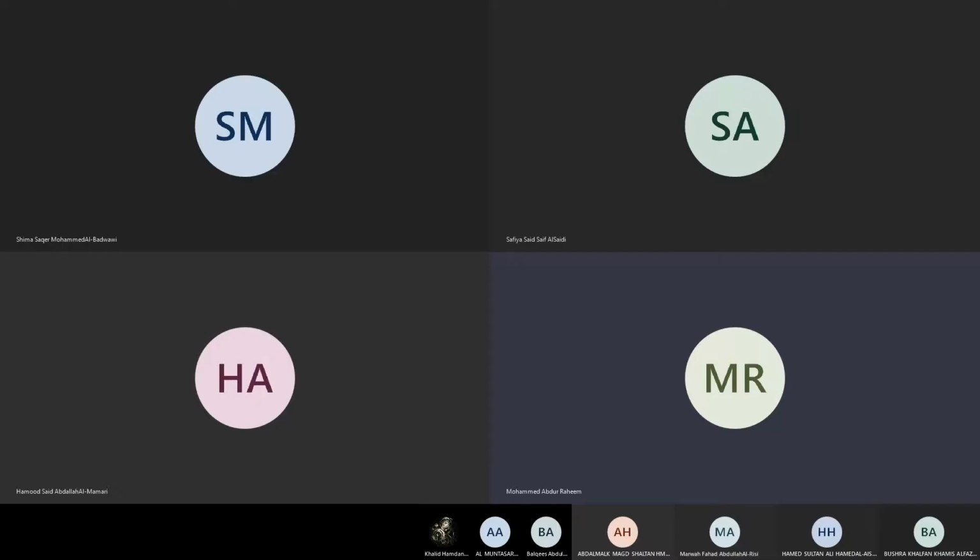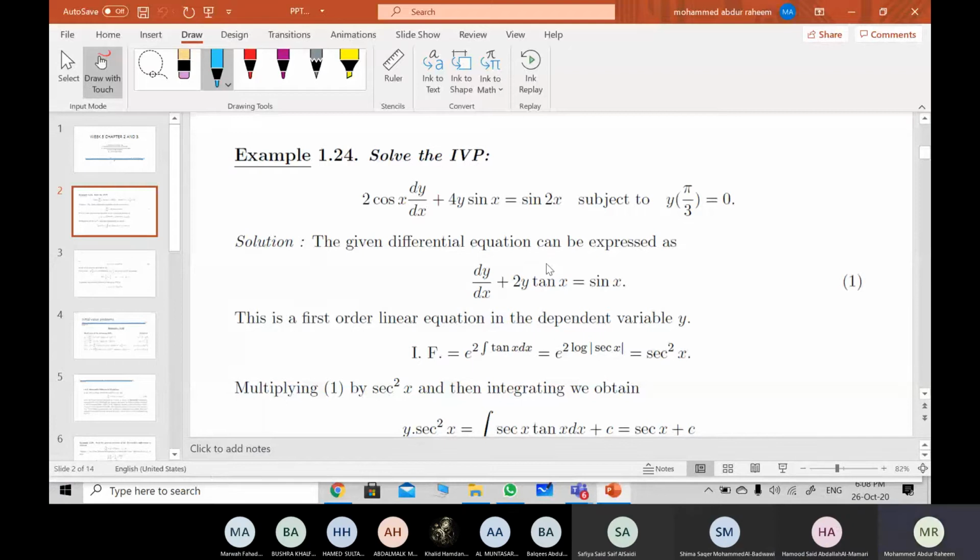Actually, this is solve the initial value problem. Initial value problem, IVP. Here IVP, you see there. What does this word mean? I means initial.